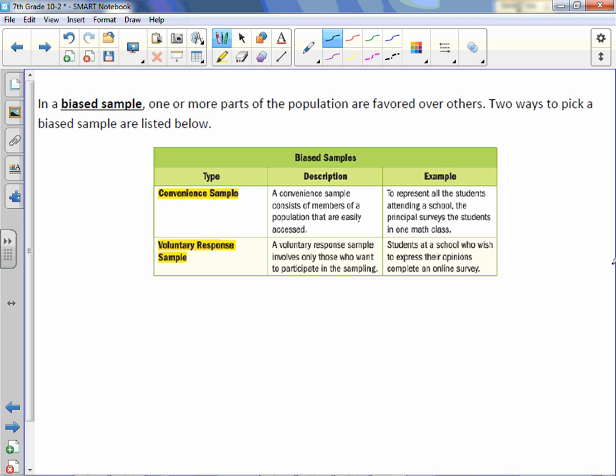A voluntary response sample involves only those who want to participate. So if ever you're asking for volunteers or radio listeners to call in, that's voluntary. Another example would be students at a school who wish to express their opinions completing an online survey. It's voluntary. So only the people that want to participate are participating, therefore it is biased. And these are all invalid.